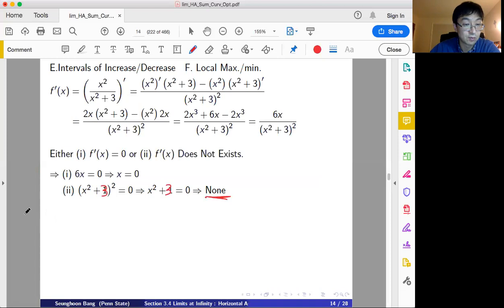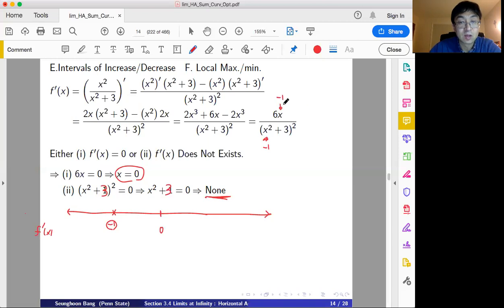You have to plot. So what's that? Only one number, 0. You can check f prime of x. What happens to f prime of x? You can choose a test number. I can choose -1. You plug -1 into x here.